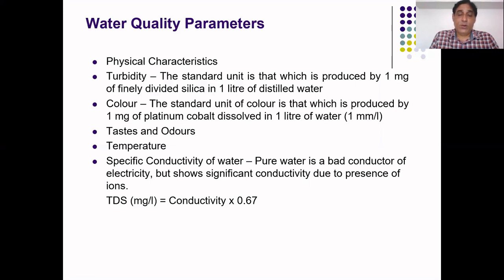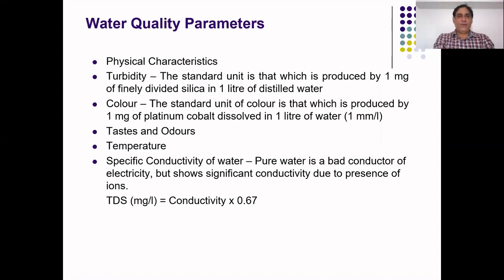Now, it also shows that there are some metallic ions present in the water, and yes, we do have dissolved solids also. So the conductivity of water is measured by the instrument, and whatever the reading comes, it is multiplied by 0.67. This will give you the dissolved solids in milligram per liter, right?